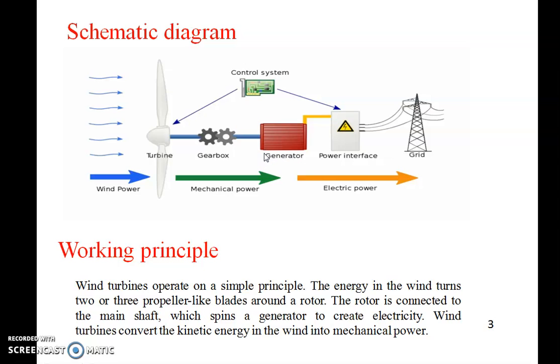That means revolutions per minute. But the actual wind turbine does not rotate at that speed. The speed of the wind turbine depends on the speed of the wind, okay, which is available in nature.